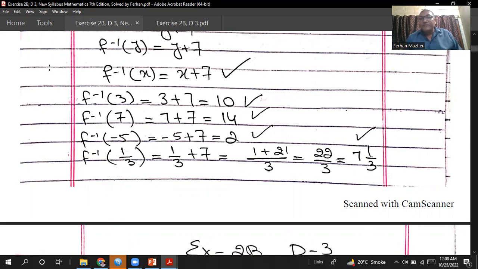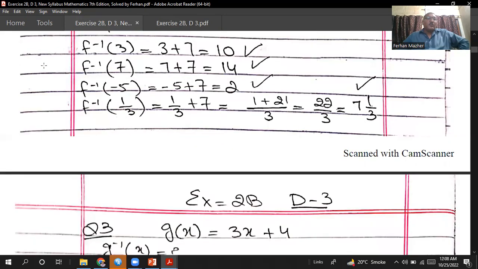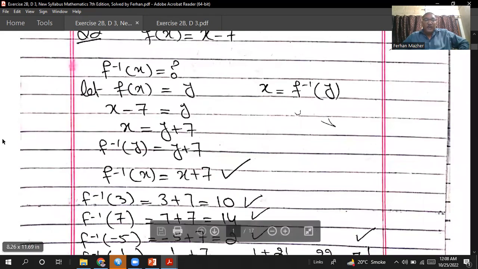3 will be the LCM. So it will be 1 plus 21, the whole thing divided by 3. So that will be 22 by 3. That is 7 whole 1 by 3. So this is how you will do the question number 2. Let me reduce the size so you can see the whole question together.